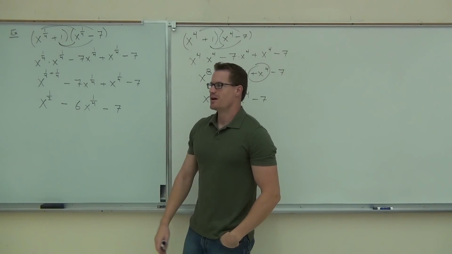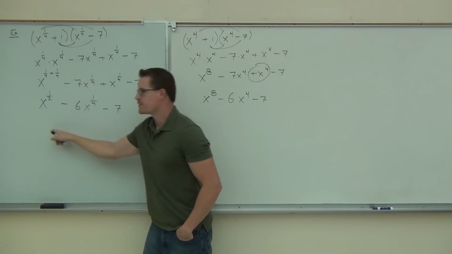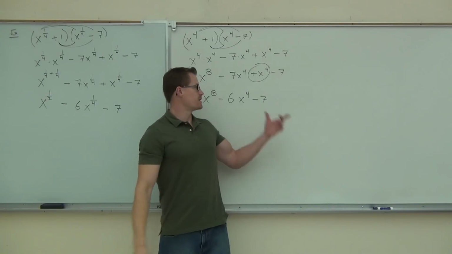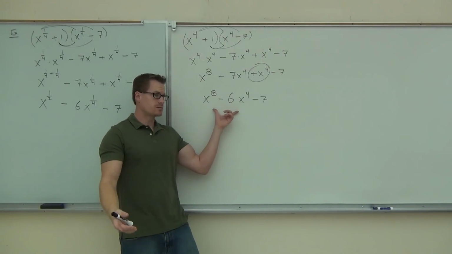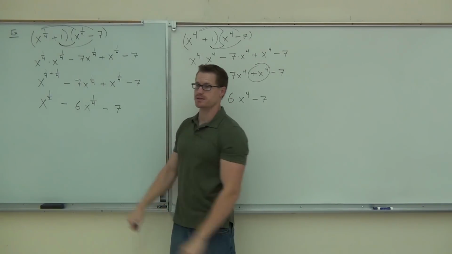Now, next question. I have x to the 1/2 minus x to the 1/4. Can I combine those? No, because it's subtracting. That would be like doing this. Okay, you can't do that. They're not the same power. Do you guys see that? Are you okay with that example?